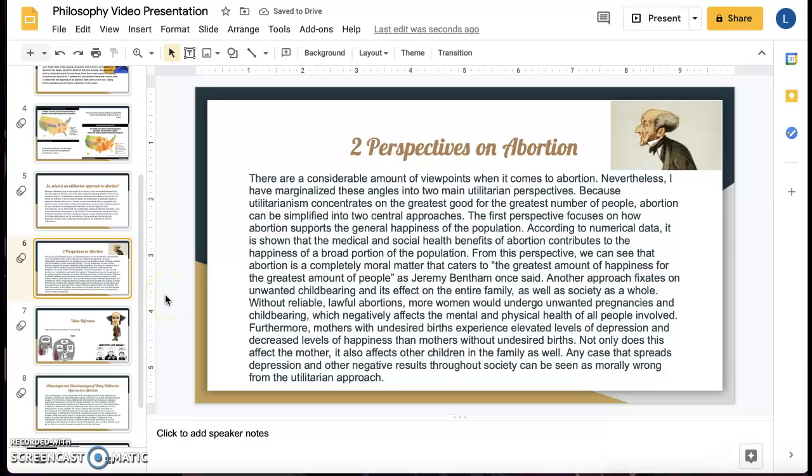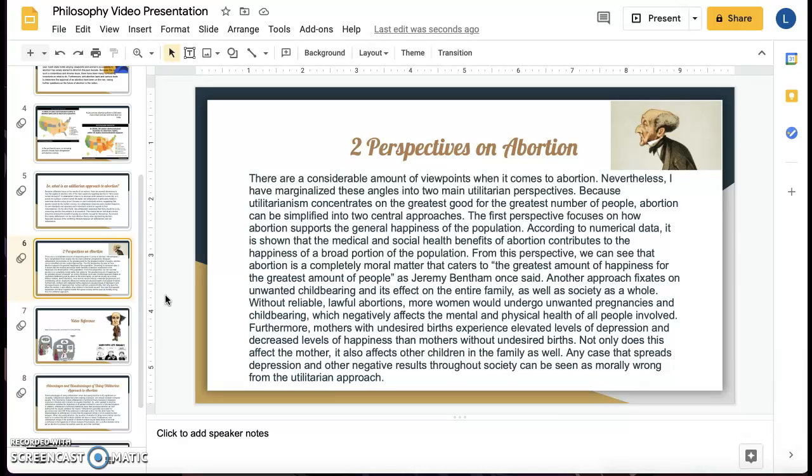Perspectives on abortion. There are a considerable amount of viewpoints when it comes to abortion. Nevertheless, I have marginalized these angles into two main utilitarian perspectives. Because utilitarianism concentrates on the greatest good for the greatest number of people, abortion can be simplified into two central approaches. The first perspective focuses on how abortion supports the general happiness of the population. According to numerical data, it is shown that the medical and social health benefits of abortion contributes to the happiness of a broad portion of the population. From this perspective, we can see that abortion is a completely moral matter that caters to the greatest amount of happiness on the greatest amount of people, as Jeremy Bentham once said.